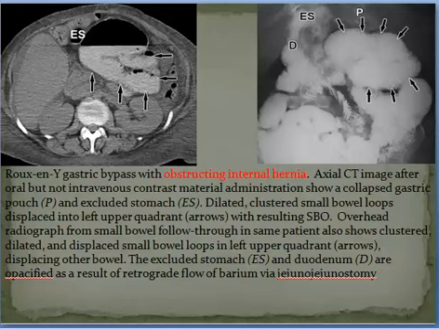Roux-en-Y gastric bypass with obstructing internal hernia. Axial CT image after oral and not intravenous contrast material administration shows a collapsed gastric pouch. Collapsed gastric pouch P, this area, and excluded stomach. This is the excluded stomach. Dilated small bowel loops displaced into the left upper quadrant.